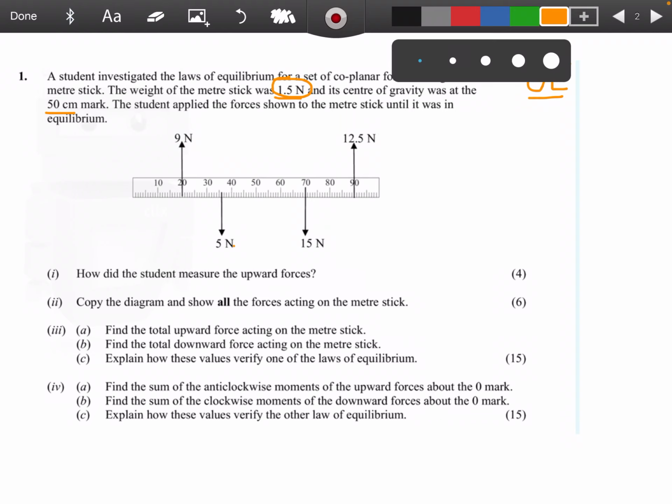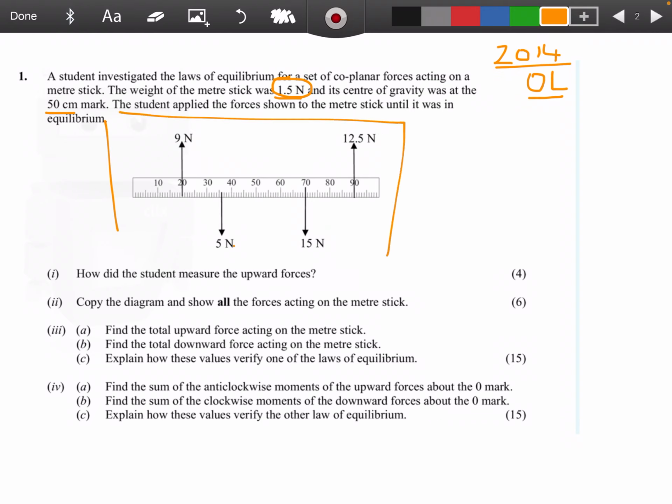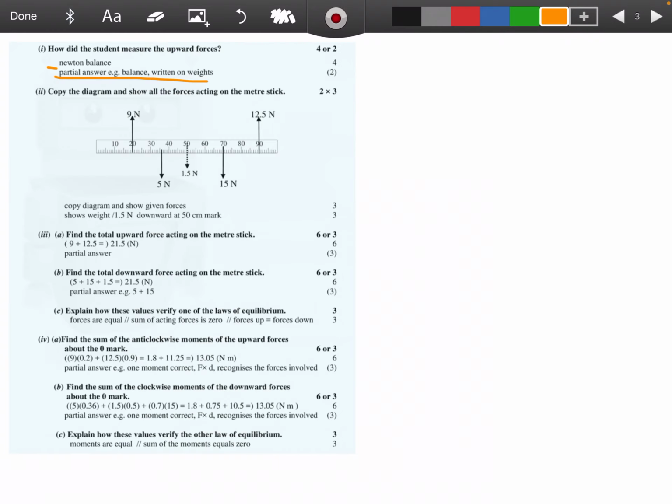So you can imagine you'd need to redraw that, pop in everything that you've got. The only addition that we've got there is that 1.5 newtons, the weight of the meter stick. And as we discussed, that's pointing downwards. So at the 50 centimetre mark, we'd make a little arrow like we have done for all the rest, and we put in our 1.5 newtons. And that's all you'd have to add to that diagram for another 6 marks. You can see there's nothing else added to it there, nice and straightforward.